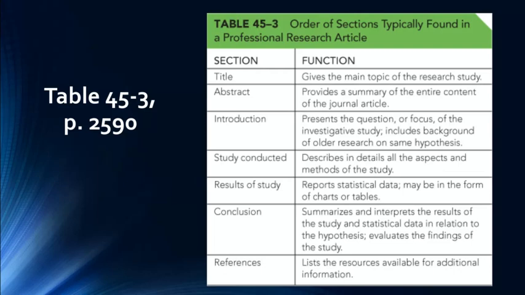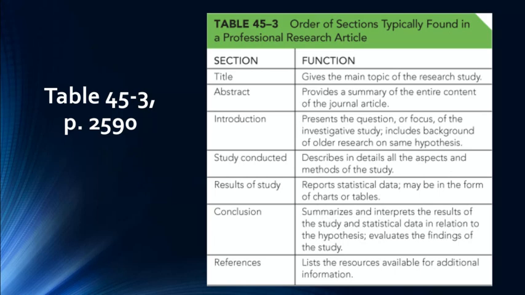Okay, continuing on. So table 45-3, page 2590, which will provide these resources for you and references. So it's something to refer to in regards to the order of sections typically found in a professional research article. So you have the title, which gives the main topic of the research study. There's the abstract, which provides a summary of the entire content of the journal. The abstract is usually what I will review to make sure this is something that I want to read further and is applicable to what I'm researching.